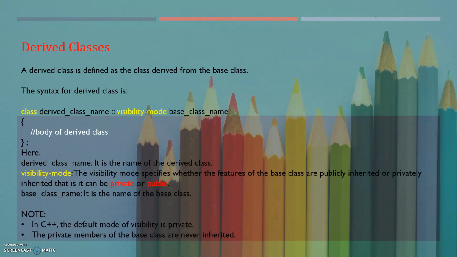Derived classes. A derived class is defined as the class derived from the base class. The syntax for a derived class is shown. Pause the video to look at the syntax. Note: in C++, the default mode of visibility is private. The private members of the base class are never inherited.